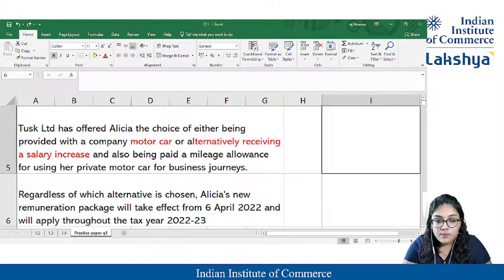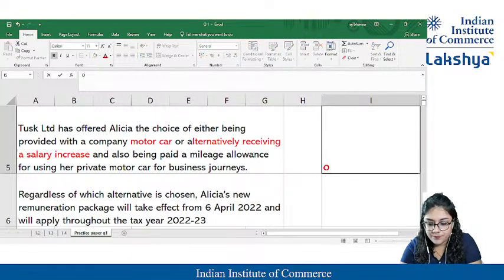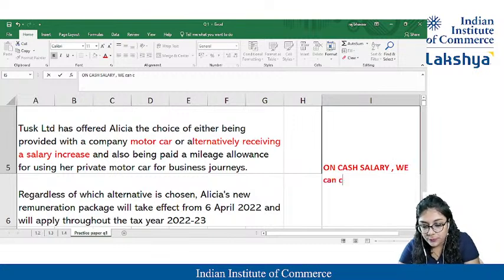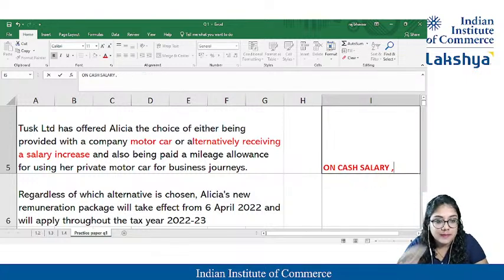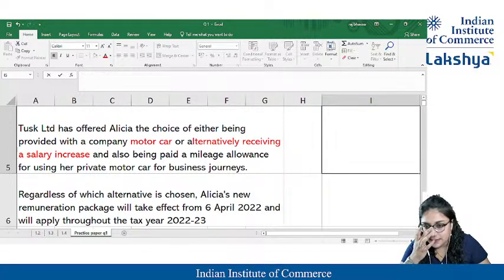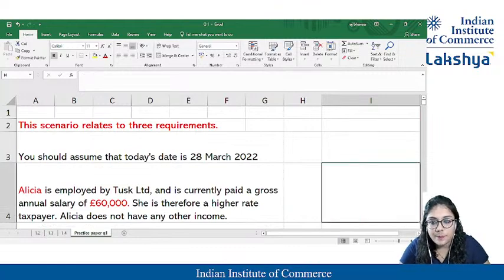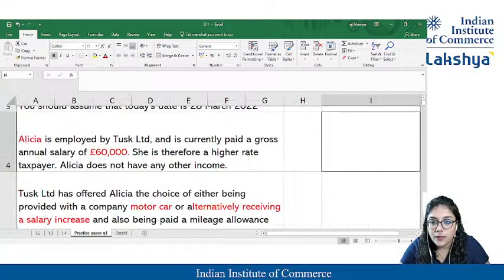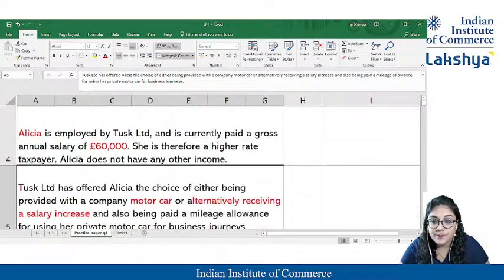So I can write it over here on the cash salary, like whatever I feel, we can compute. Okay, what can I do now? It's better I write like this. In the solution part, now we can make it like this. See, this is what I am doing just for our practice purpose over here. Just for my practice purpose I'm writing. This is not something which we need to write in the paper, guys.